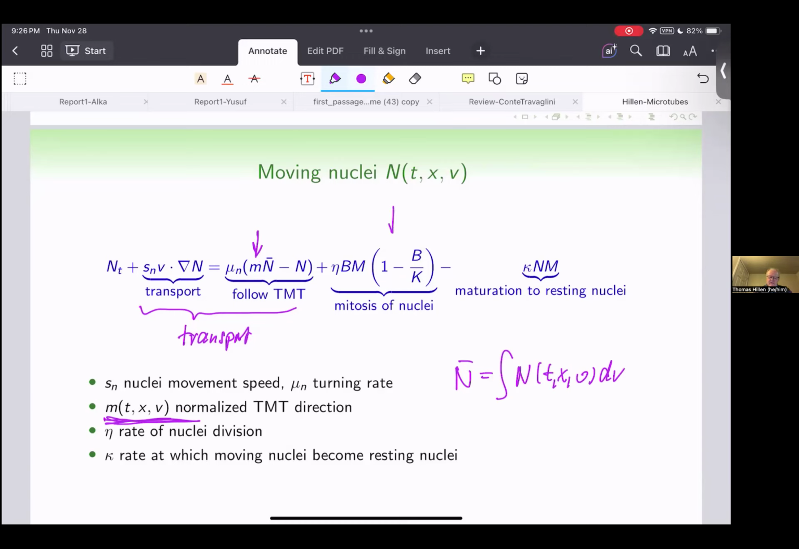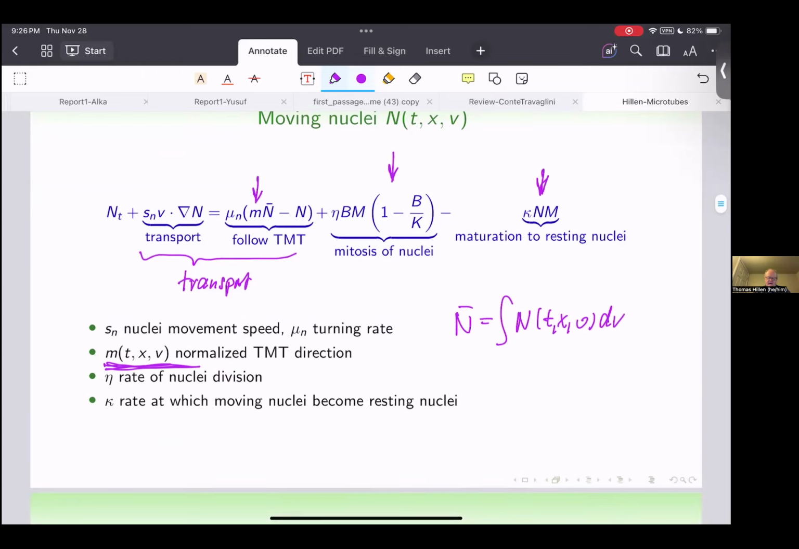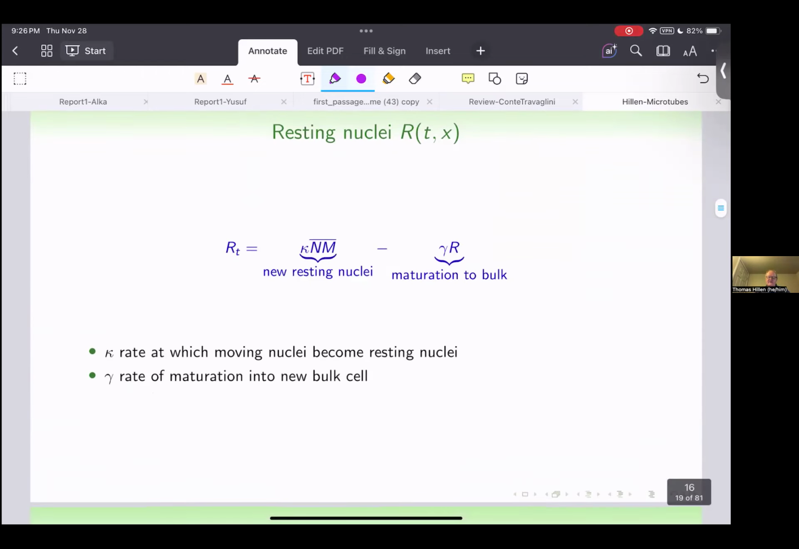Okay, then we have a logistic growth term again. This is how the nuclei divide, and then they rest and become resting nuclei with this rate kappa. So one more equation for the resting nuclei: they're produced by the moving nuclei through this term, and then they become bulk cells through this term here.